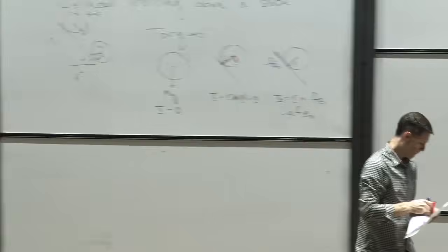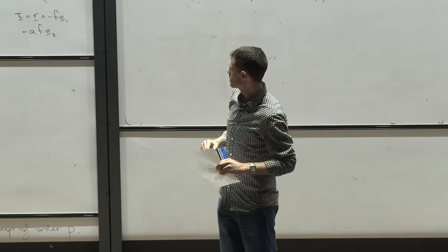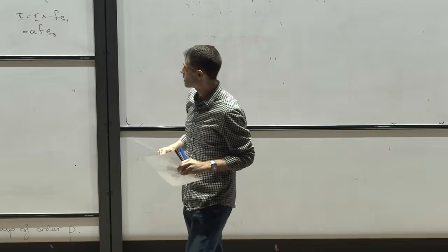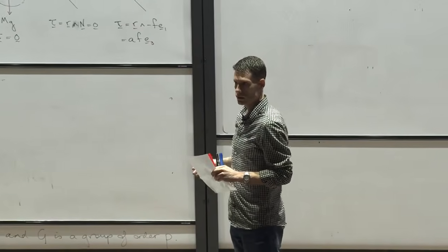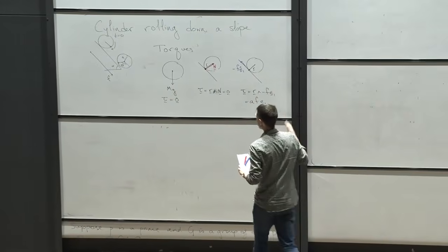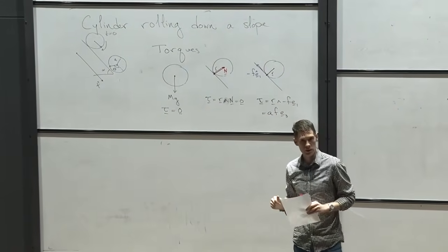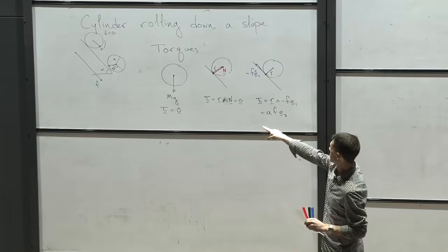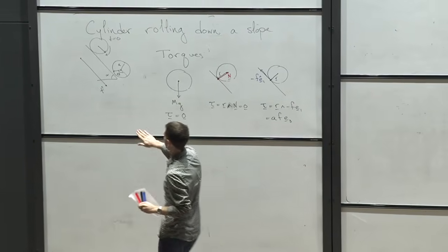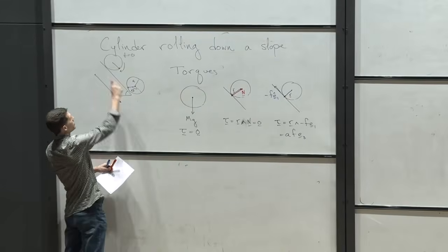Okay, shall we get going? So that's the system we were looking at. Cylinder of radius a is rolling down a slope. By the end of the last lecture, we got to a single second-order differential equation for this variable, doesn't look very good, which is x hat, the displacement in the direction of the slope.